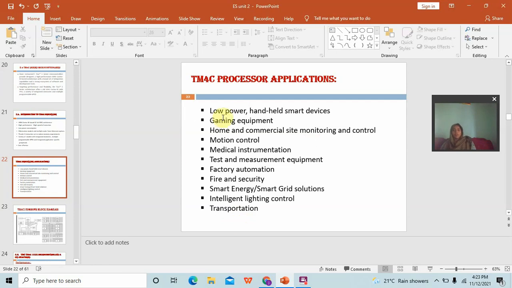It has very low power consumption, and it handles smart devices, gaming equipment, home and commercial site monitoring and control, motion control, medical instruments, test and measurement equipment, factory automation, fire and security alarms, smart energy and smart grid solutions, intelligent light control, and transportation. These are the different applications of the TM4C processor.